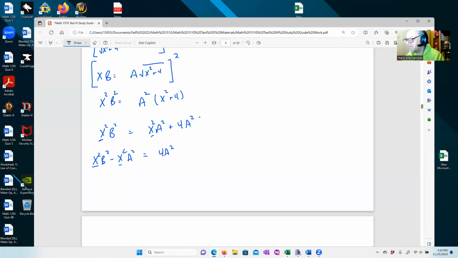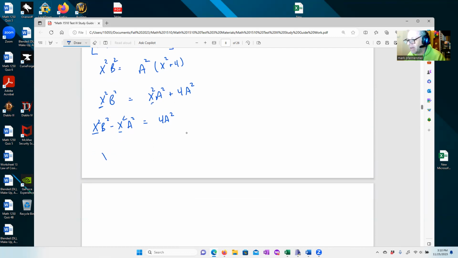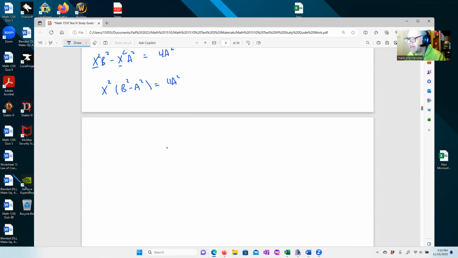Let's get x by itself and factor the x out. So we're going to have x squared, and then we're going to have b squared minus a squared equals 4a squared. Now we're going to deal with a fraction. Okay, so we have x squared is equal to 4a squared divided by b squared minus a squared. It's a shame that does factor, but that's not really going to help us. But we're going to be able to say x is equal to the square root of this whole thing, 4a squared. We can simplify that, b squared minus a squared.